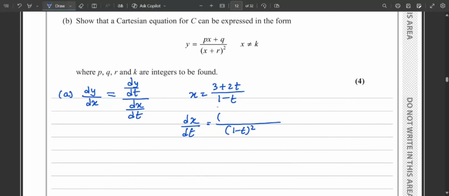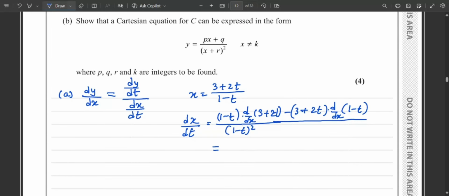when differentiating this type of function, we have to square the denominator, and then multiply the denominator with the differentiation of the numerator. Then we will subtract the product of the numerator with the differentiation of the denominator. This is our expression for dx by dt.